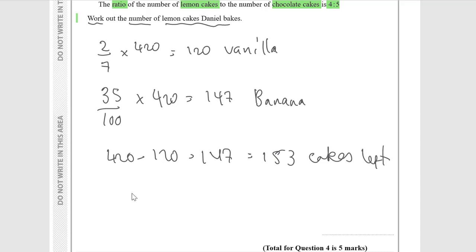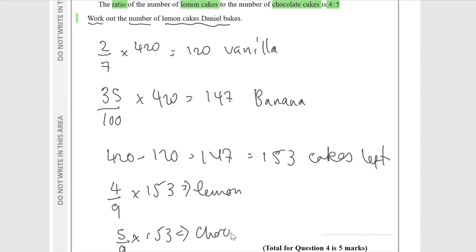So we know there's lemon and chocolate cake in the ratio 4 to 5. So 4 to 9 times 153 will give us the lemon. And then 5 to 9 times 153 will give us the chocolate. So this is going to give us an answer of 68. So it will give us 85. So therefore, the answer would be 68 because we're interested in lemon cakes.